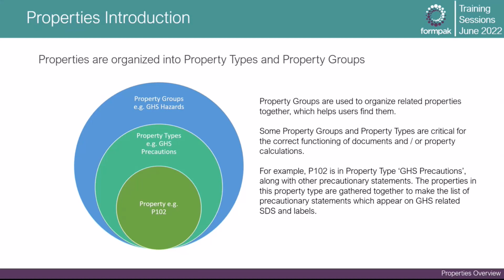Some property groups and property types are critical for the correct functioning of documents. So, for example, P102 is in this particular property type, the GHS precautions, in order that all of the precautions relevant for an individual item, either a raw material or a formulation, can be calculated and gathered together. So there are some relationships that aren't very obvious, but they are there nonetheless to make everything work. And obviously we'll go through a few of these in more detail.